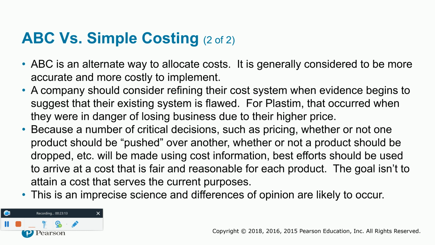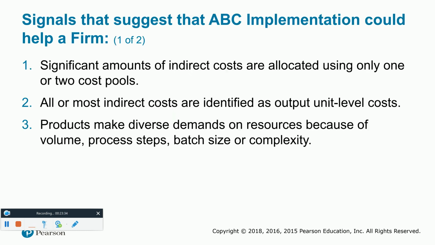It is also more costly to implement. You saw how much more time it took to do the activity-based costing versus the simple costing. It's a lot of extra work in that accounting department. But it's a good way to refine their costing system. It is a good way to get more competitive with your competition and to make sure your pricing is appropriate. All right. How can activity-based costing implementation help a company? All right. Significant amounts of indirect costs are allocated only using one or two cost pools. That's not good, right? We're not getting specific enough.